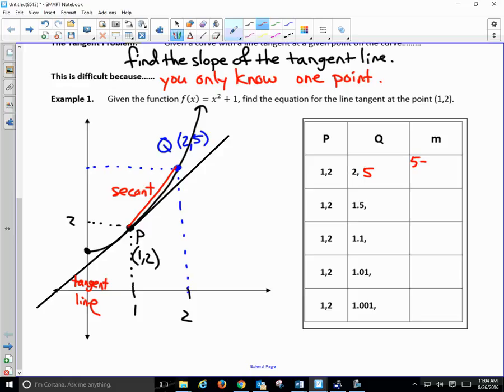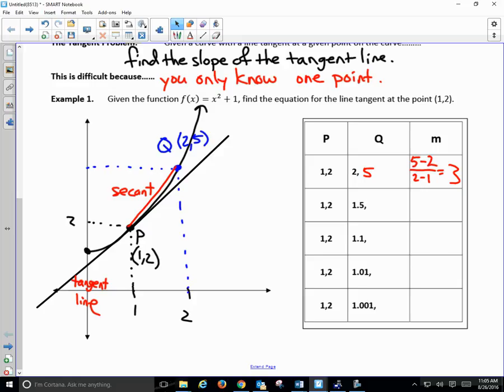Five minus 2 over, and I get 3. So I know that at the very most, it would be 3. It's got to be less than 3. Agreed? Well, I'm not satisfied with an estimation of 3. I'd like a better estimation. What could we do with point Q in order to come up with a better estimation?